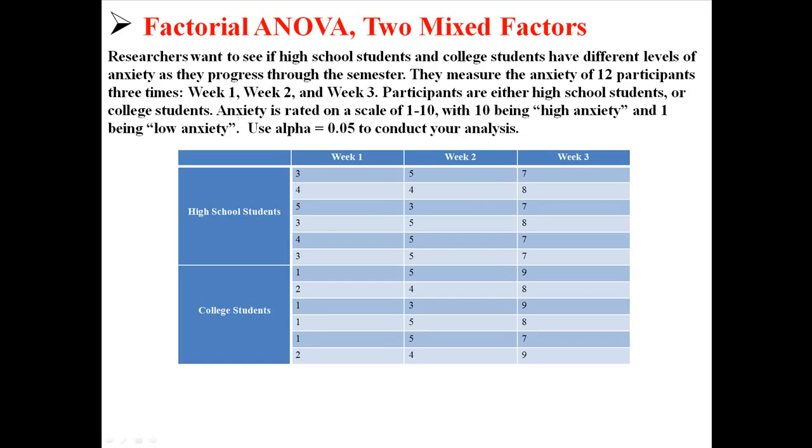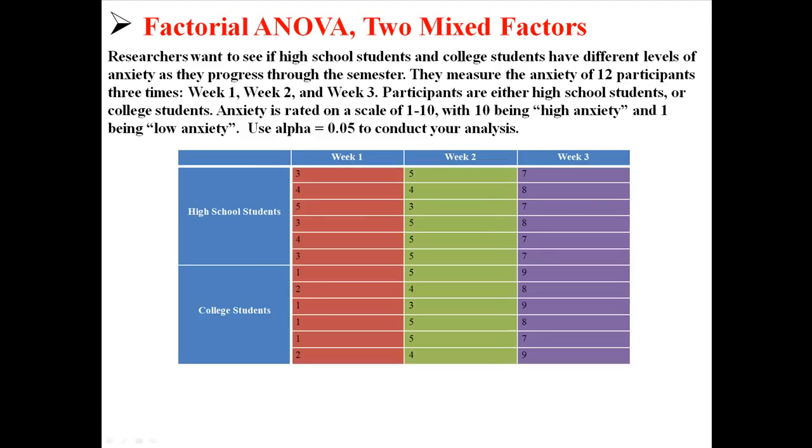So here is our example. We have an independent variable, which is school, high school and college, and we have a dependent variable, which is week 1, week 2, week 3, because we're measuring the same people 3 times. So that's a dependent variable, while the other one is independent because they're different people.